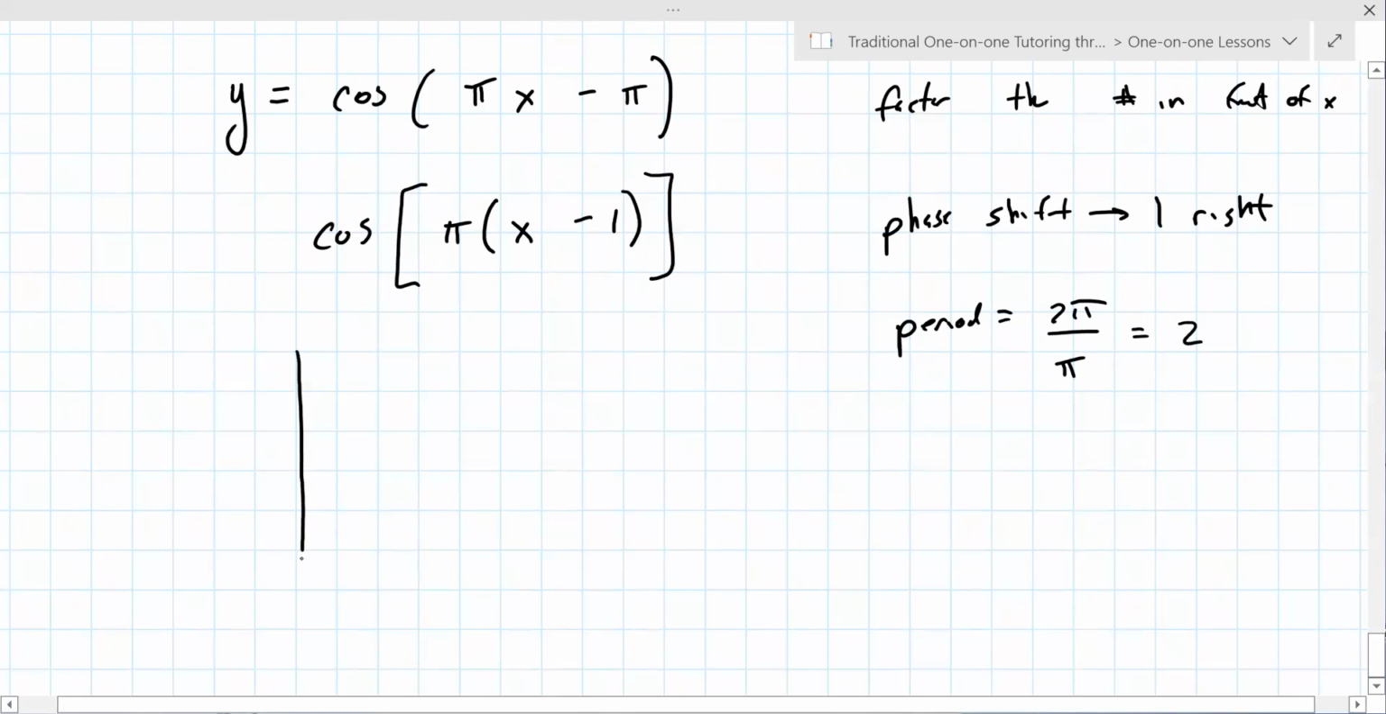So your graph means you're starting at 1 and you're going right 2. I'm going to call that 3, just to give us enough space when we're seeing this. But very important, you start at the phase shift, go out 1 period, find the midpoint, find the other midpoints if you need to. And then with cosine, it starts high, comes low, comes up like that.